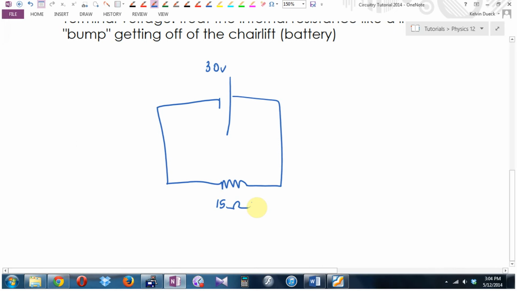Have I given you the EMF or have I given you the terminal voltage? Because I haven't bothered giving you the internal resistance, I haven't given you the EMF, I've given you the terminal voltage in this case, right? Right? And I'm making up nice numbers. What would the total current flowing through this resistor be? 2 amps.